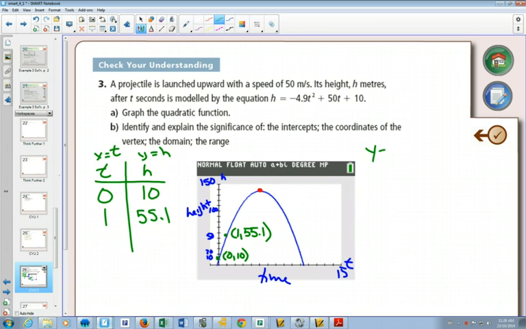First of all, we'll start with the y-intercept. The y-intercept we already know is 10. That was easy because you just have to plug in. This should be something you never have to use your calculator for, because plugging in x equals 0, in this case t equals 0, with the equation, that's going to be easy.